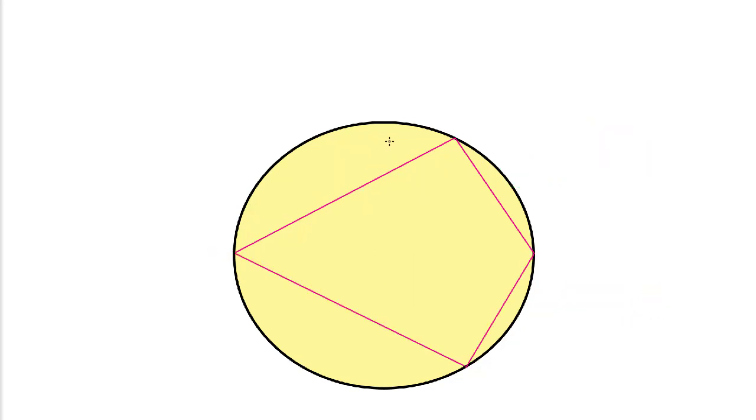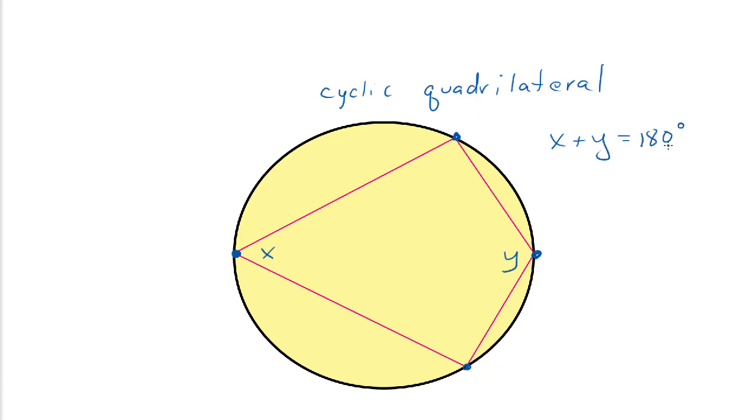Additionally, if I had a quadrilateral inscribed in a circle, where all 4 vertices lie on the edge of the circle, we would call that a cyclic quadrilateral. And as a corollary to the central angle theorem, if that angle is x and that angle is y, I know x plus y must equal a sum of 180 degrees.